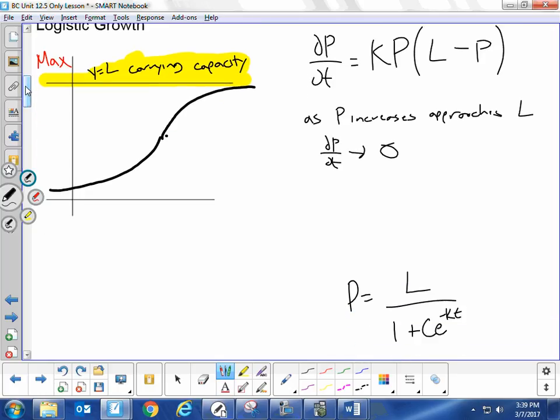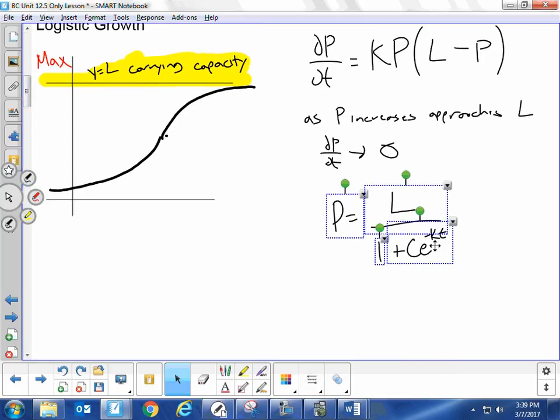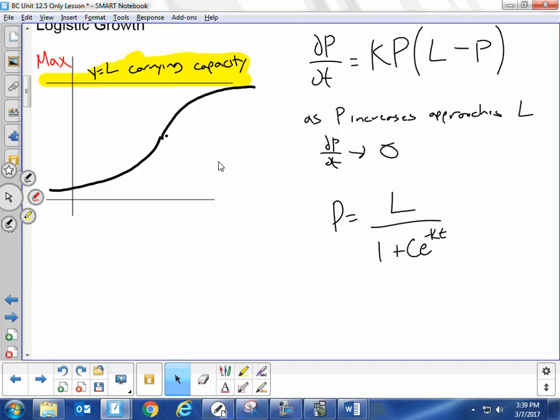Now, the solution to this ends up being this. In most BC calculus classes, they go into a lot of word problems using this solution, and they kind of go crazy into it. We are not going to go crazy about it. We are just going to be able to understand this graph, and if we understand this graph, we're going to be good for any question that we may see.